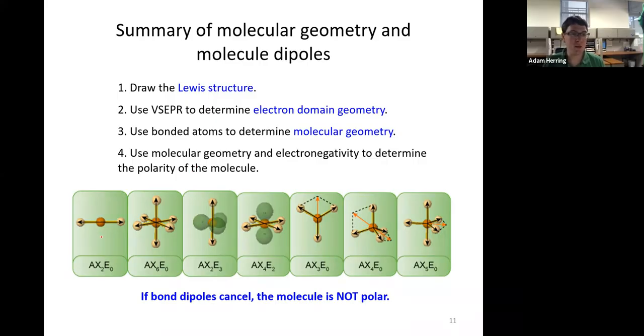If we have a linear molecular geometry, an octahedral, a linear from trigonal bipyramidal, square planar, trigonal planar, tetrahedral, or trigonal bipyramidal, if those are the molecular geometries that you have, and if the atoms on the exterior are the same, then we will always get cancellation, even if there are bond dipoles. And that's due to the symmetry of the molecule.